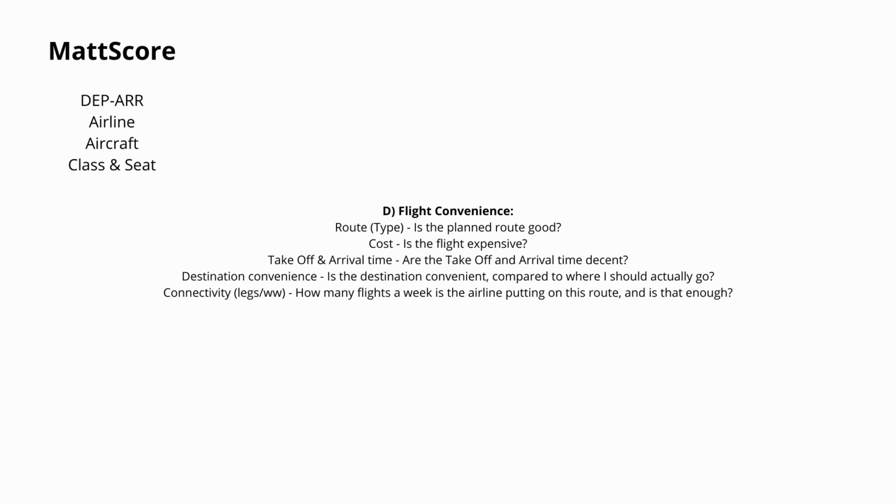We also look at the cost, comparing it with the product, both hard and soft, and the flight distance. We also look at the times of takeoff and arrival, if those are convenient. Same things for the convenience of the airport towards our destination. It may happen, as it did with our Manchester trip, that our destination is very far from the airport, therefore lowering the score. Last but not least, we look at the connectivity in terms of capacity from the airline to operate that route in terms of weekly legs.